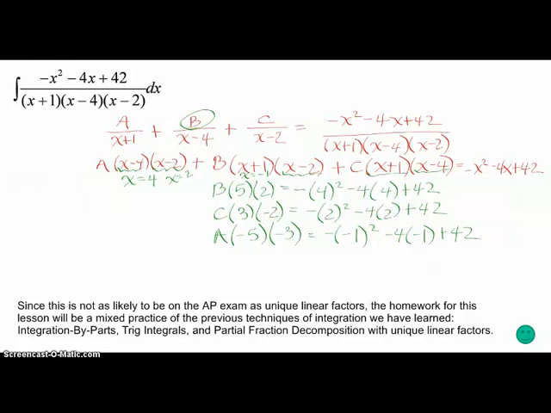because frankly, I don't think you're going to see it on the BC exam. It's legal for it to be there. It's in the description. They could do this if they wanted to. But my argument once again is, look how much algebra you're doing to get very little return on their desire to test your calculus skills. So that's why we only really usually see two unique linear factors in the denominator.